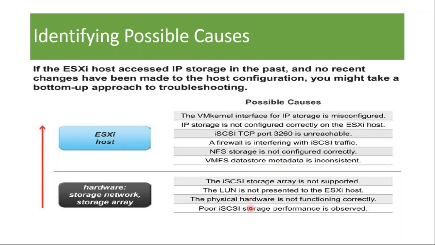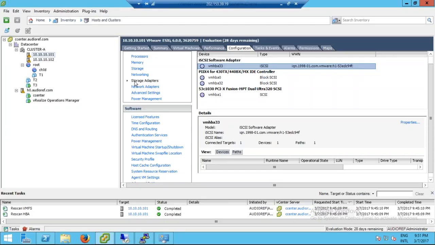So these are the 4 things you have to validate on your storage layer. Then you have to move to the host level configuration. So the first one is the VMkernel interface. If everything is stable on your storage box end, then you have to verify on your ESXi host layer whether the VMkernel interface for IP storage is misconfigured. You have to validate it.